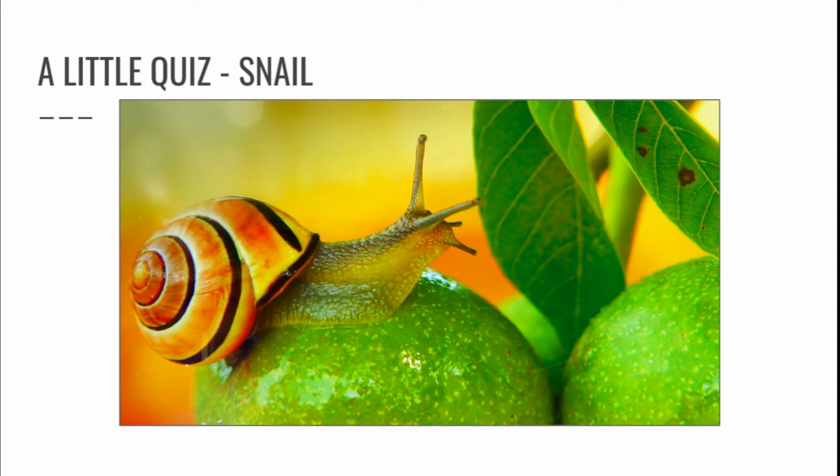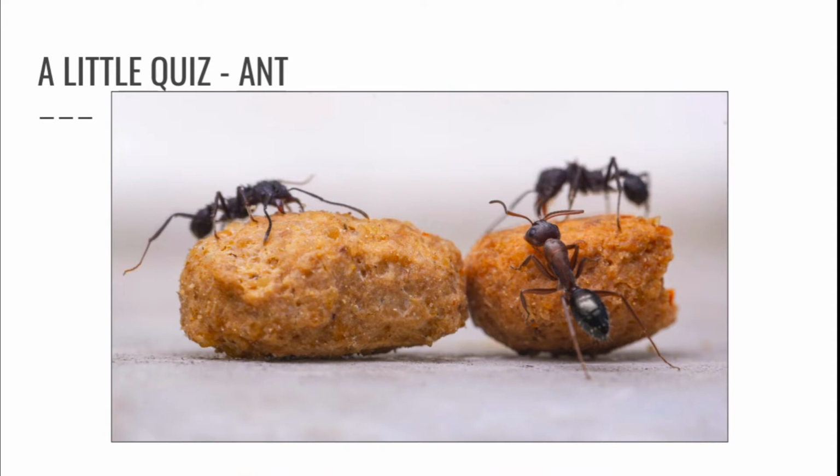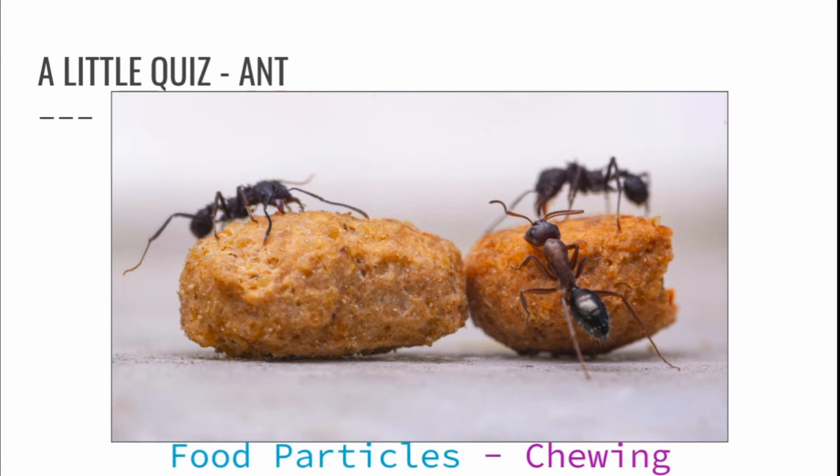Okay, so the first one is snail. What does a snail eat and how does it eat? A snail eats leaves and the method is called scraping. So it eats the leaves by scraping. It not only eats leaves, it also eats fruits as well, right? Second is ants. Now this should be very easy because they chew the food particles, and in fact they love sugary food particles. Ants are very fond of sugary food particles.